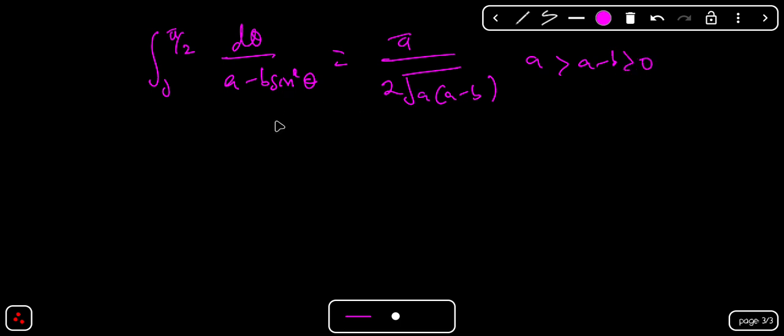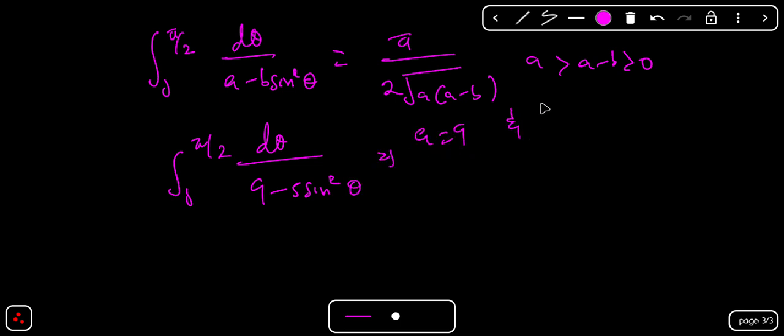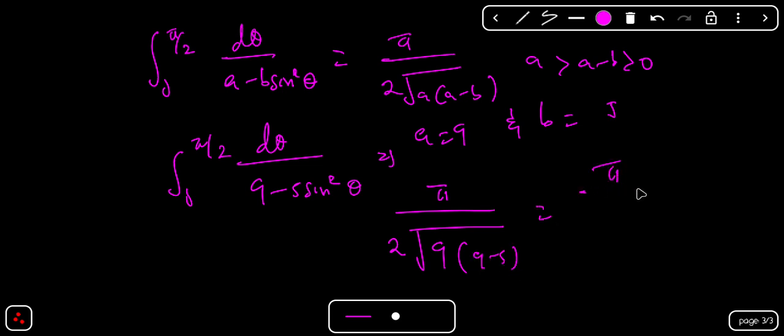So the integral we are asked to solve is the integral from 0 to pi over 2 of d theta over 9 minus 5 sine square theta. So in this case, a is equal to 9 and b is equal to 5. So just substitute into this formula we just derived. So that will be pi over 2 multiplied by square root of a, which is 9, into a minus b, that is 9 minus 5, which is 4, so square root of 4.